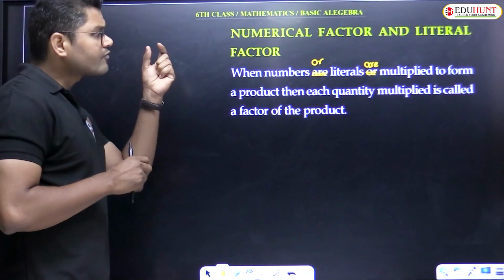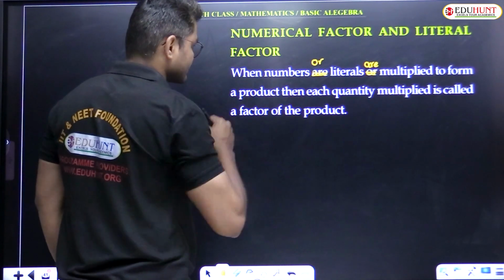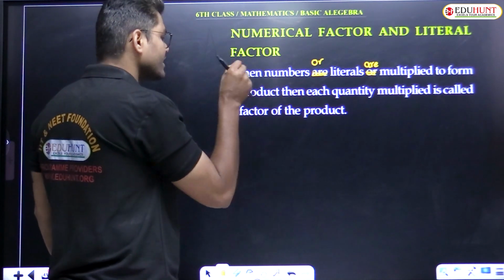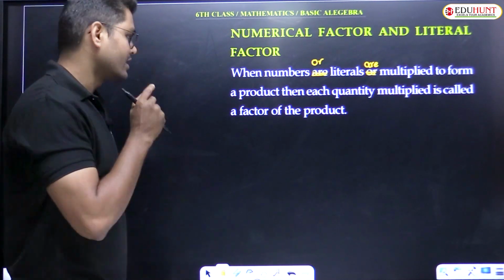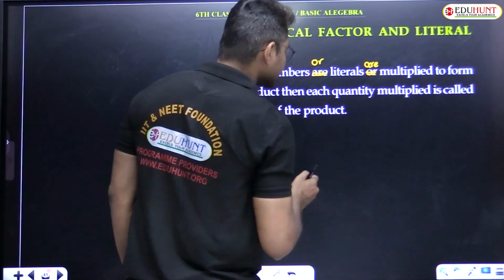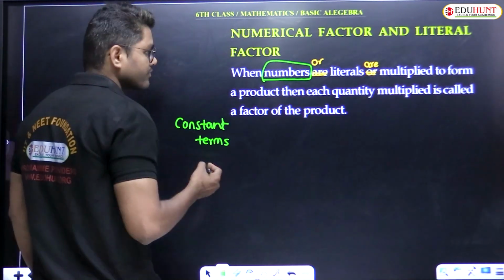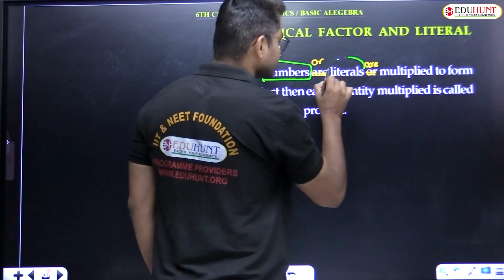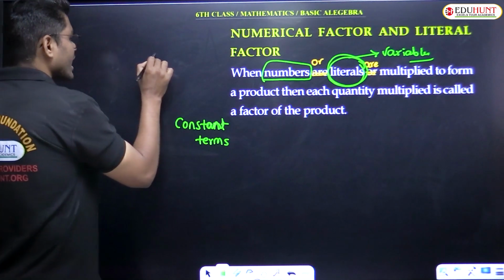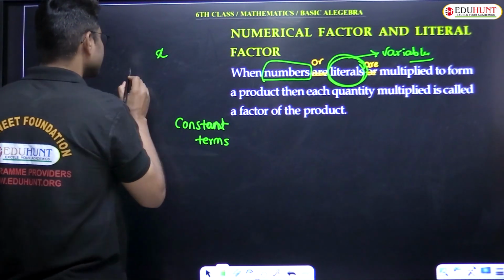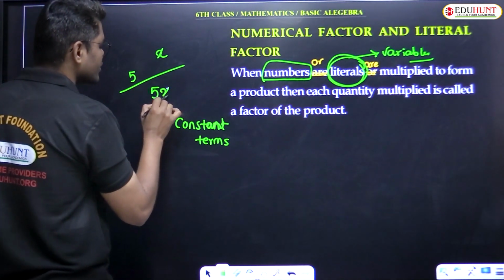Okay. Numerical factor and literal factor. When numbers or literals are multiplied to form a product, then each quantity multiplied is called a factor of that product. That means, if we understand this statement very clearly, here numbers means constant terms. Literals means variables are multiplied to form a product. That means, I am taking literal is x and constant is 5. So if these two are multiplied, it becomes 5 into x, 5x.